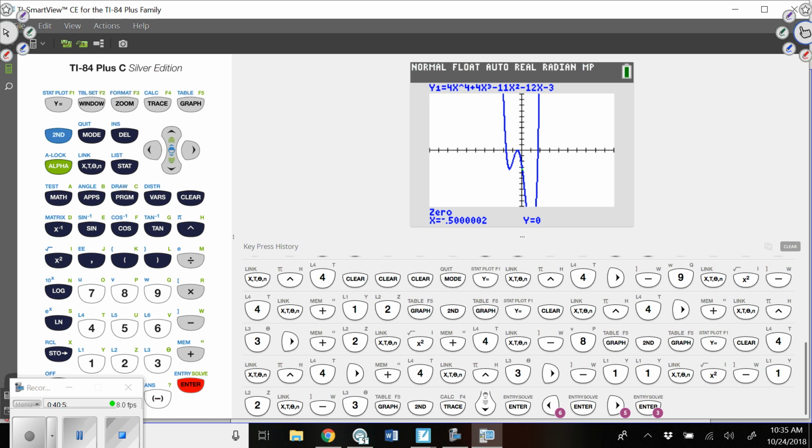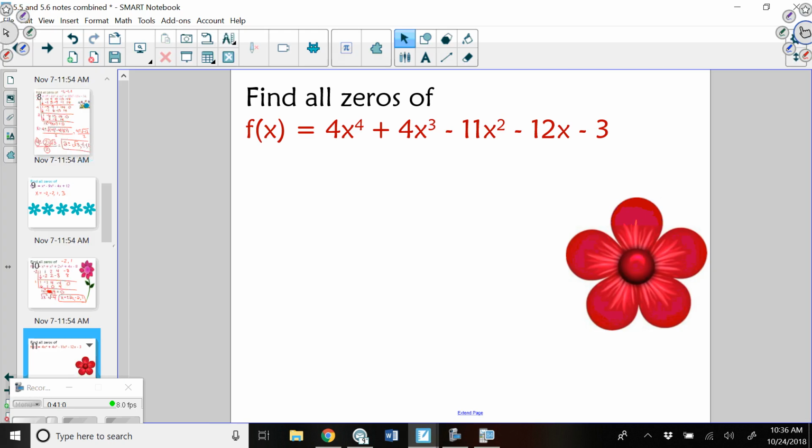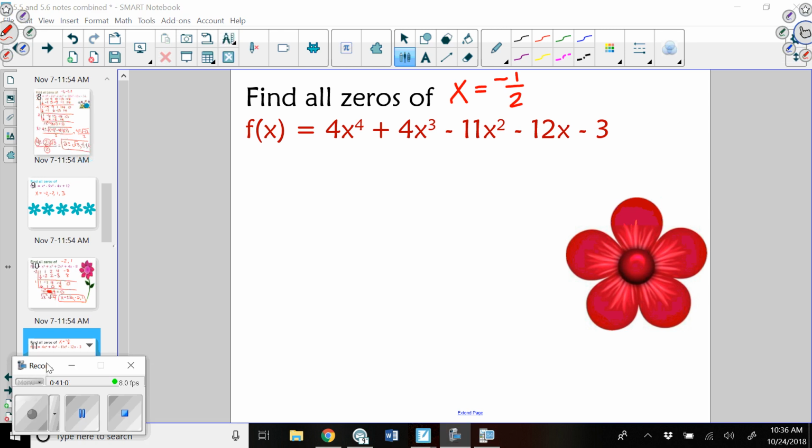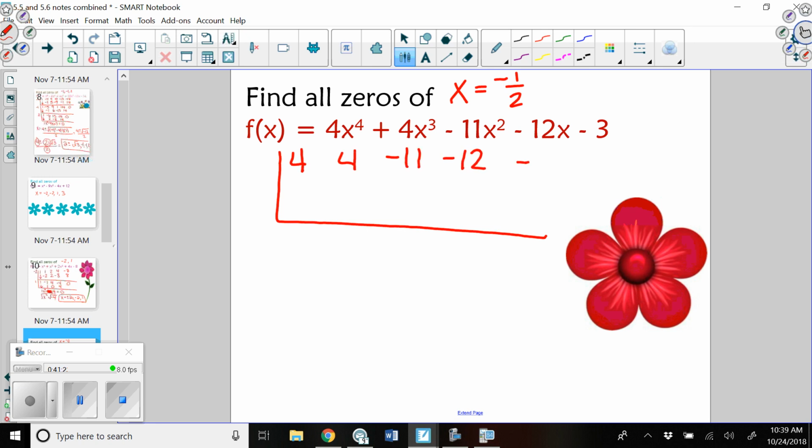All right, so are you guys okay that it's negative half? Okay. And what do we know about the answer negative half? It shows up twice. Okay. So x equals negative half. All right, you guys go ahead and try doing synthetic with that while I help Tara with that. Okay, so let's set up our synthetic. Was anything missing for the synthetic that we needed any zeros? No, okay. So we have 4, 4, negative 11, negative 12, negative 3.